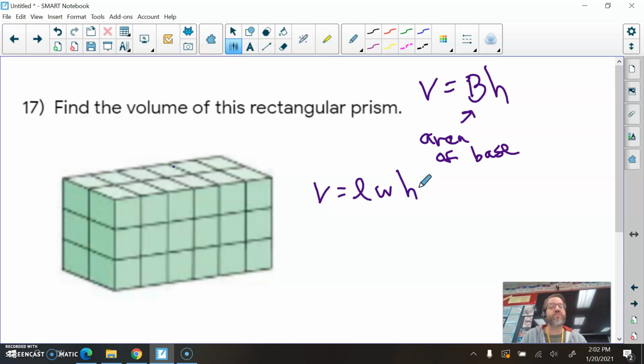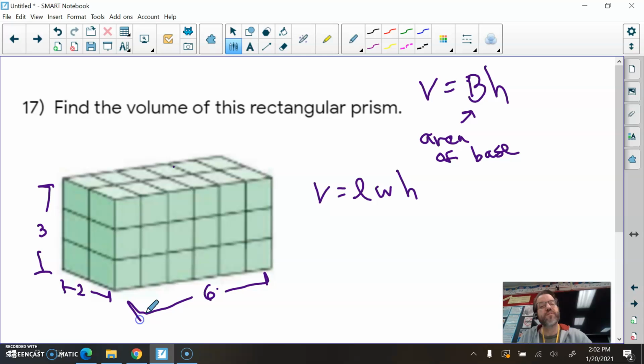So can we find all of the dimensions in this prism? Well, this dimension here is 2. This dimension here is 3. And then this dimension over here, 1, 2, 3, 4, 5, 6, is 6. So length times width, I suppose that would be 6 times 2 then, right? And then take that times the height, which is 3. And that gives us 36.